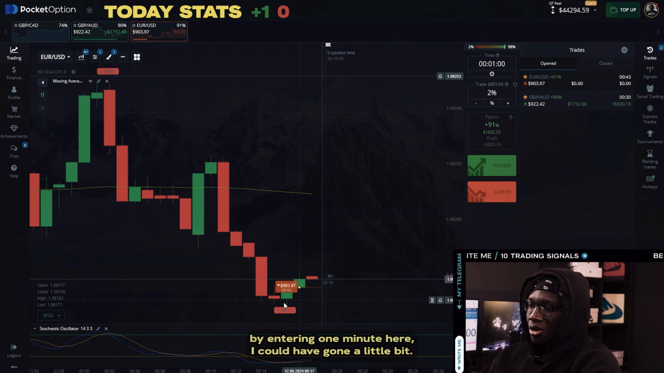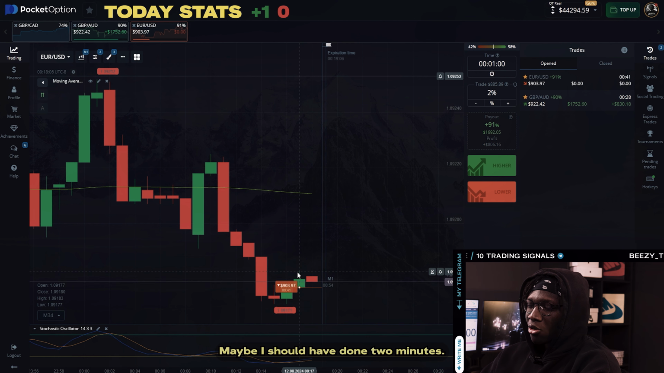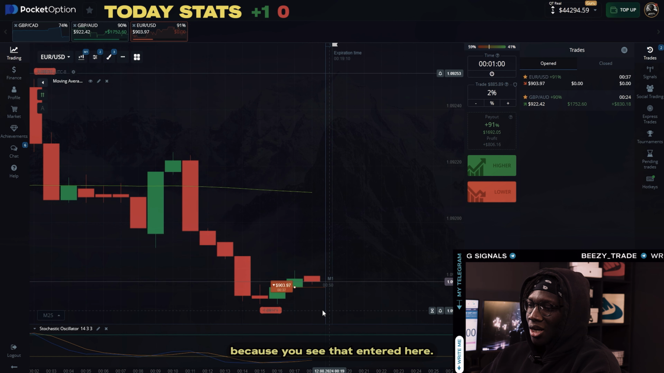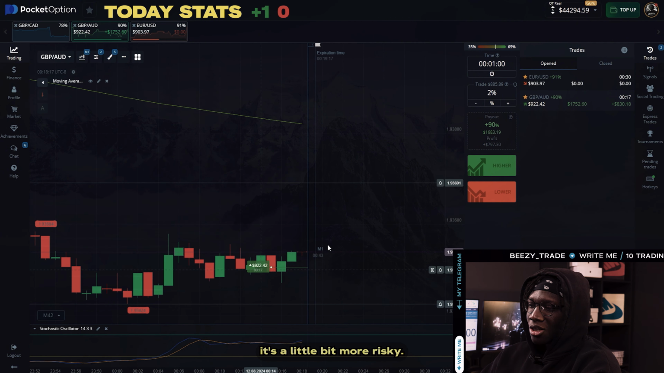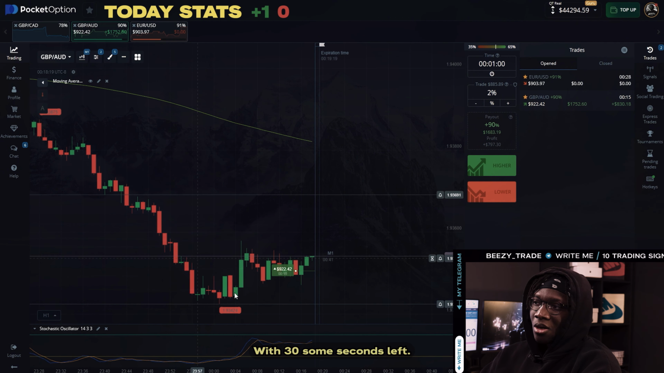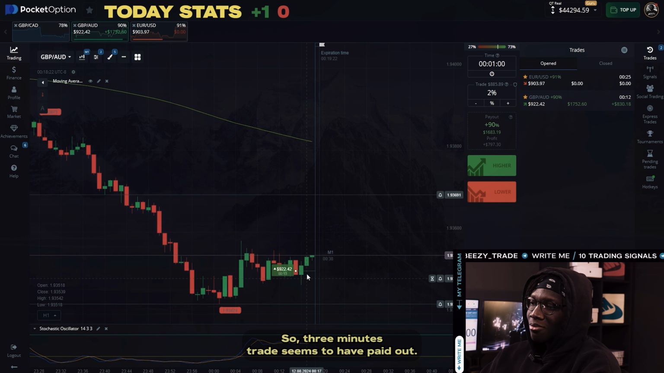By entering 1 minute here, I could have gone a little bit. Maybe I should have done 2 minutes. And I felt like that would have probably hit. Because you see, if I had entered here, come on, that would have been gold money. But right here is still not bad, but I'm just thinking it's a little bit more risky with 30 some seconds left. So our 3 minute trade seems to have paid out.